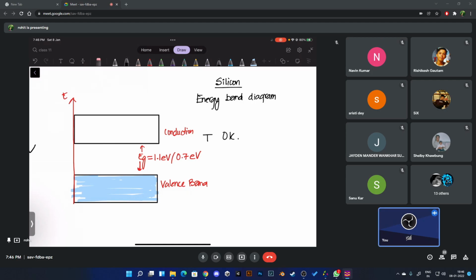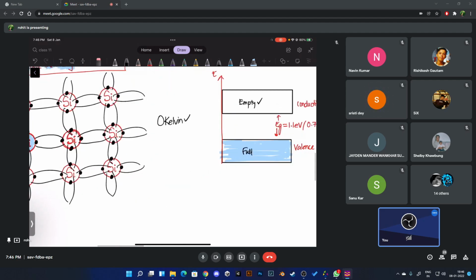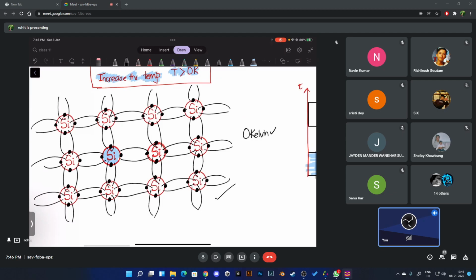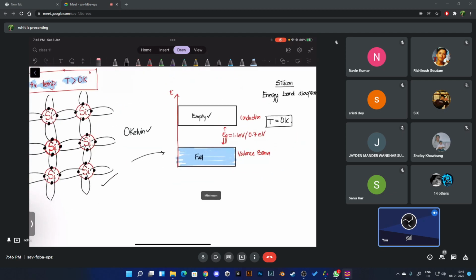I have drawn it for equal to which Kelvin? 0 Kelvin. Why? Because look at this. Does the conduction band look empty or full? Empty. And the valence band looks full. For this picture I have drawn, none of the electrons are free, and this happens at 0 Kelvin.